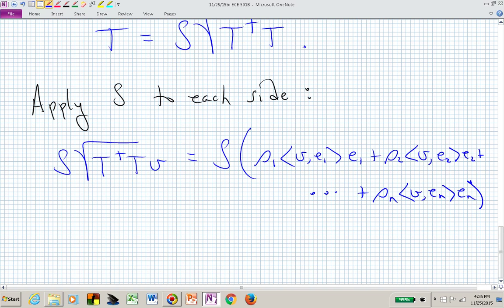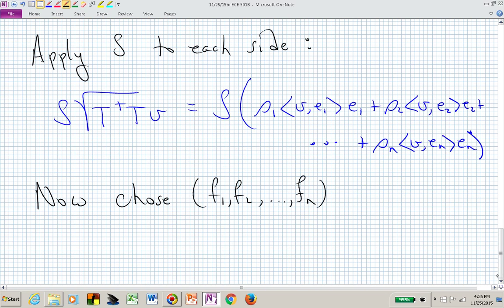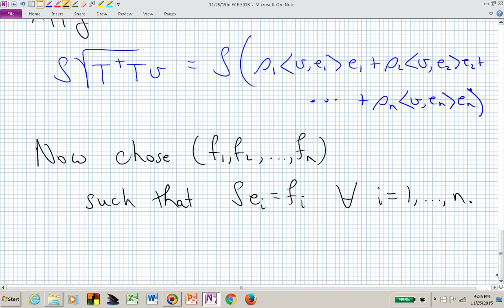Now what we want to do is actually choose or select F1, F2, F sub n such that S E sub i is equal to F sub i for all i equal to 1 up to n. And if we do that, then remember S1 inner product with V E1, that's a scalar. The S can slide through.